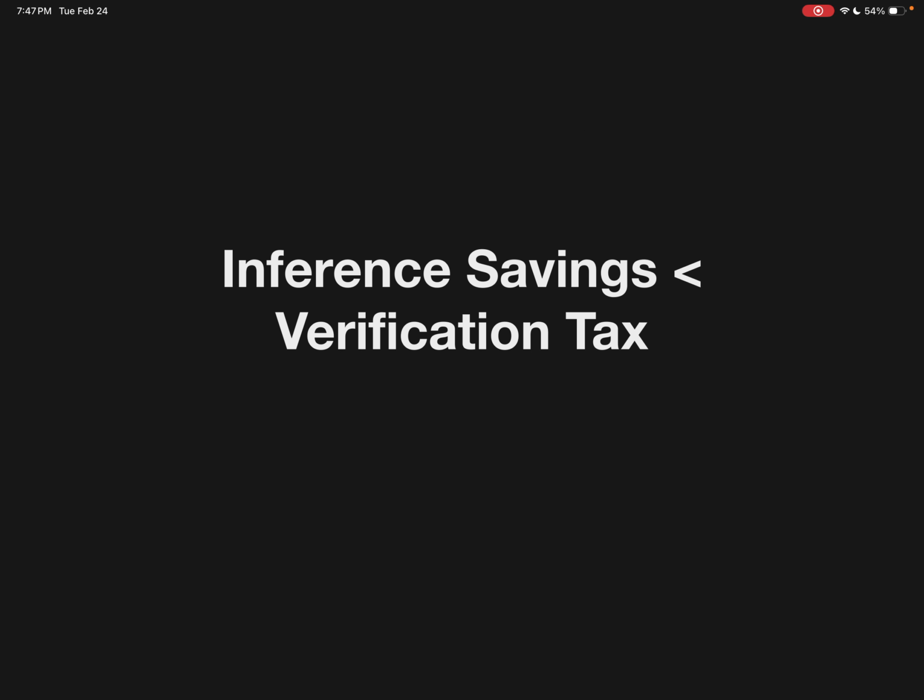AI changes the cost structure of decisions. Exploration is now cheap, but verification has become expensive. I call this the verification tax. If a system saves a user 10 minutes of inference time but requires 15 minutes of auditing, the net value is negative. The economics are broken.